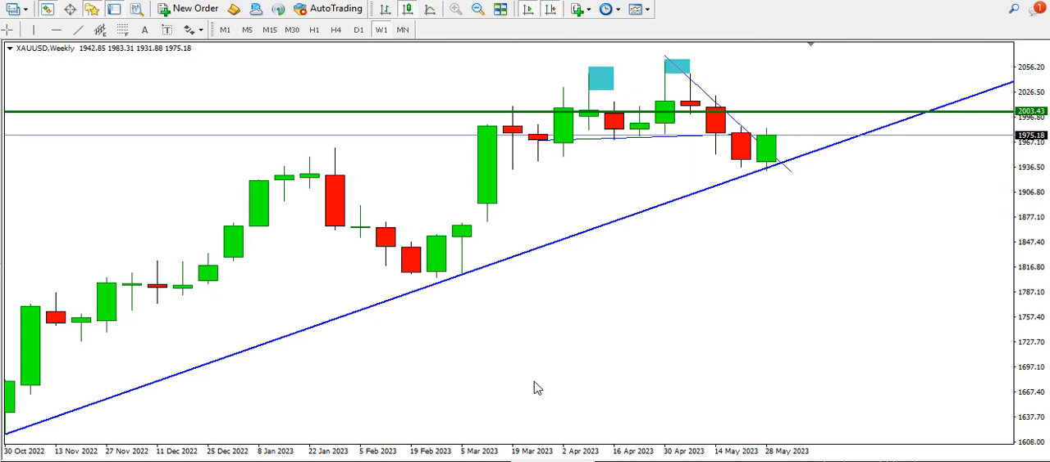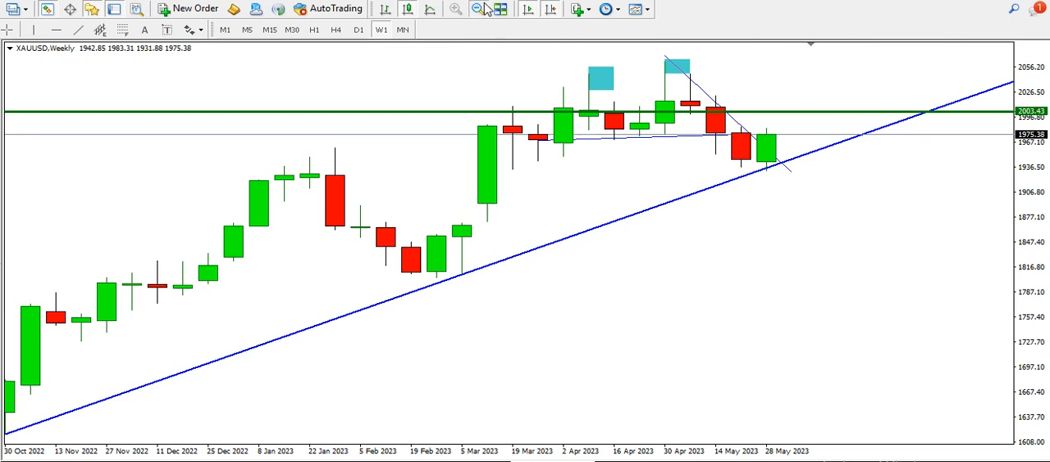Today we'll be looking at how we can trade gold, GBPUSD, EURUSD, and USDJPY on the smaller time frames. But before we go to the smaller time frames, we're going to take a look at what has happened on the higher time frames. I will start with gold on the weekly time frame.